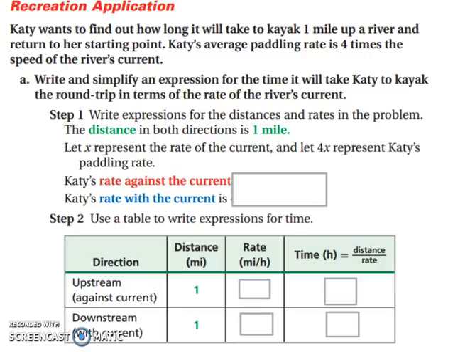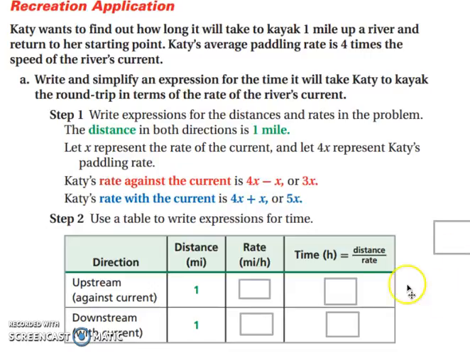Write expressions for the distances and rates in the problem. The distance in both directions is 1 mile. And we're going to use x. So we're going to let 4x represent Katie's paddling rate. So when we do this, Katie's rate against the current is going to be 4x − x, or we can simplify that to 3x. And then Katie's rate with the current is 4x + x, or 5x.